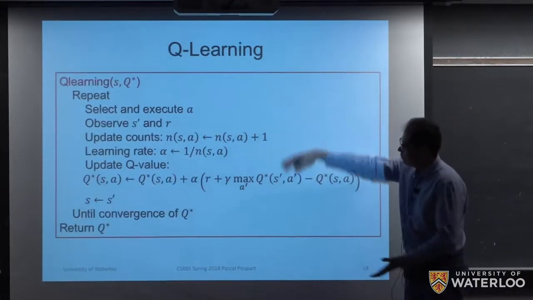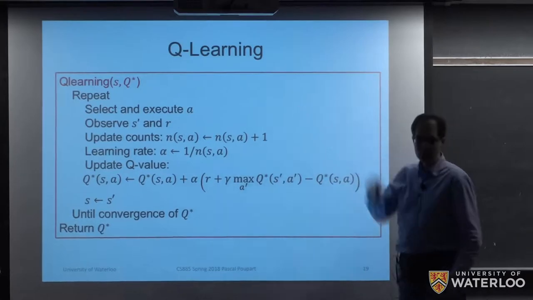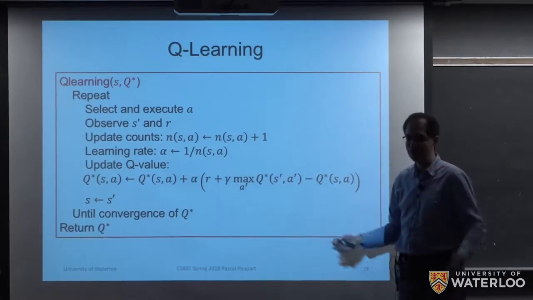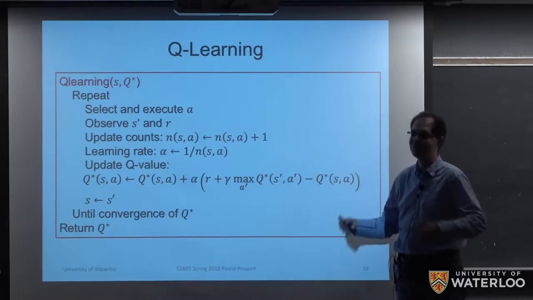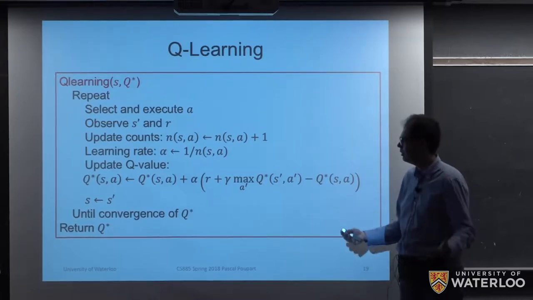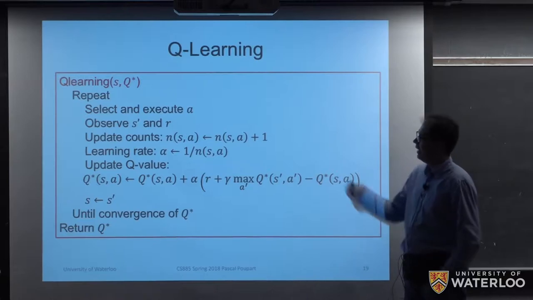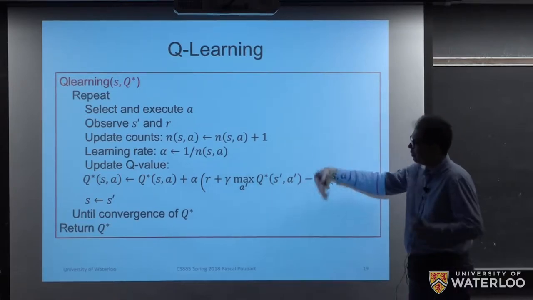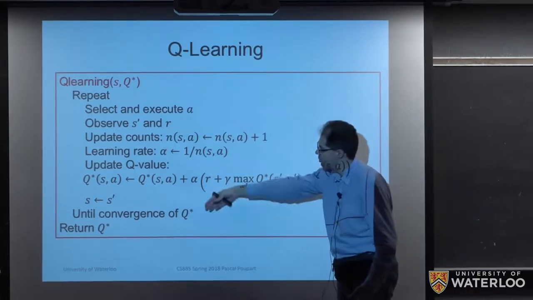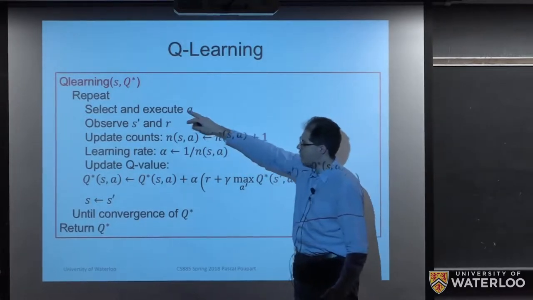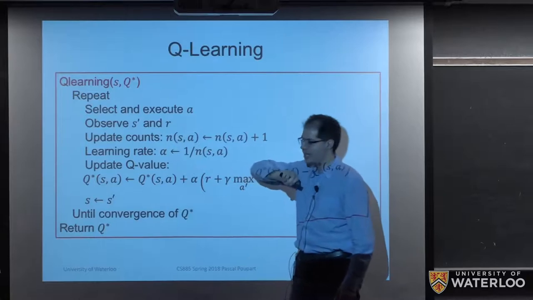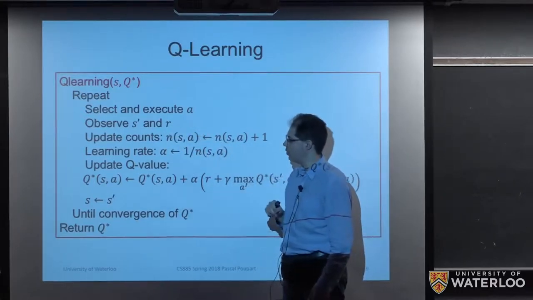So we can put that together into an algorithm that is known as Q learning. This is one of the most popular and also simplest algorithms in reinforcement learning. The way the algorithm works is that we go through this loop where at every iteration, we execute an action, observe the next state S prime, and then the reward R.